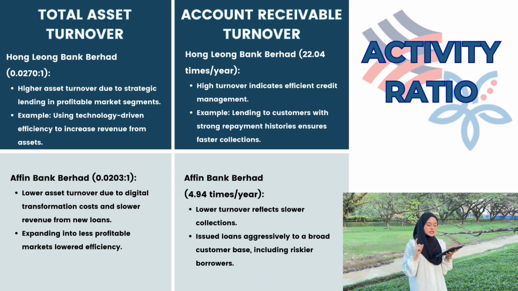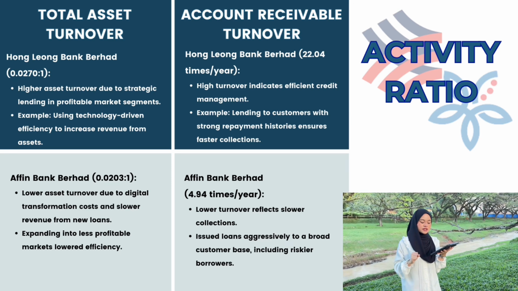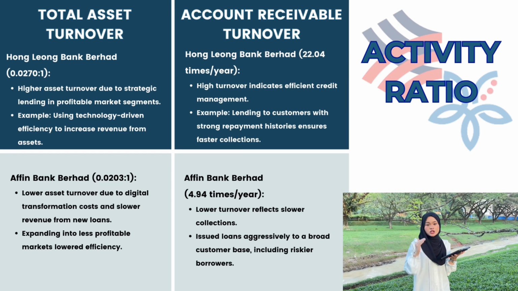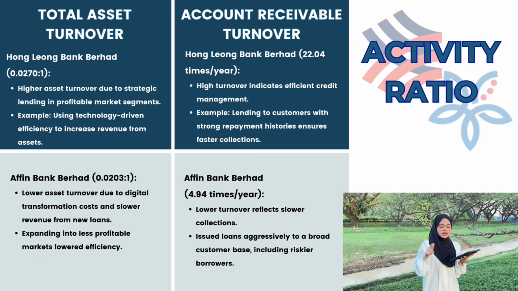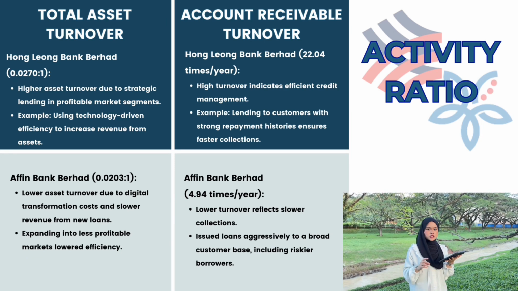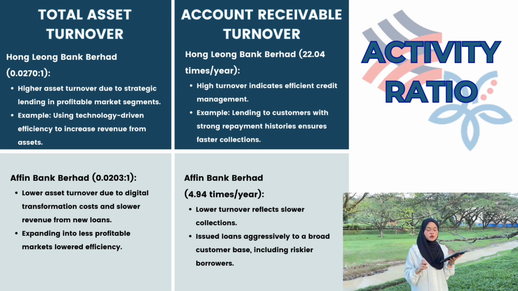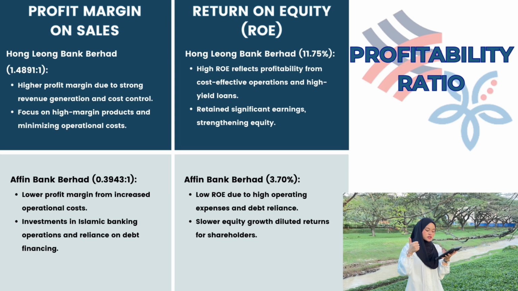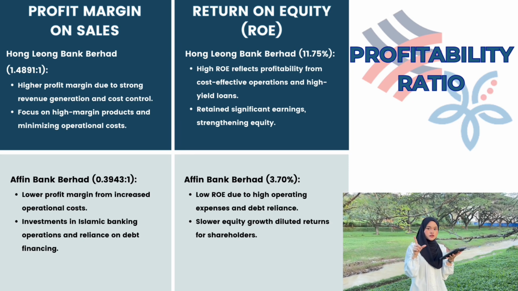For accounts receivable turnover, Hong Leong Bank's accounts receivable turnover was 22.04 times per year, reflecting efficient credit management and fast collection from other companies. Affin Bank's lower turnover of 4.94 times per year was due to aggressive loan issuance to higher risk borrowers. Next, for profitability ratios, we have profit margin on sales and return on equity, ROE.